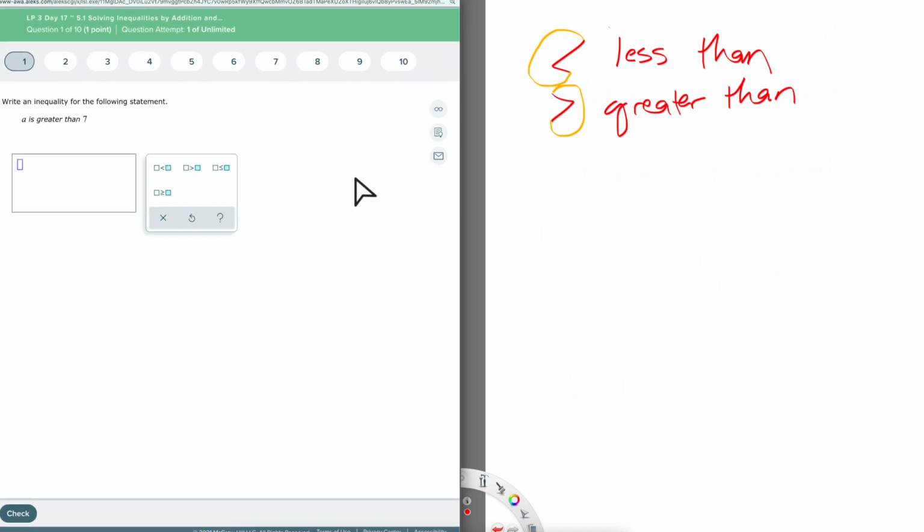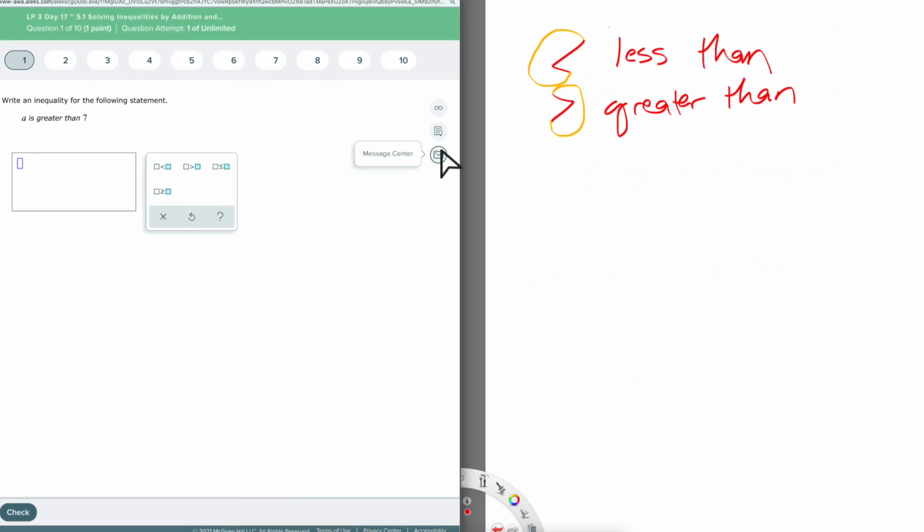Okay, and then down below there's the message center, where you can send a message straight to your teacher with this question attached so that we can see exactly where to help you. You can also click on example again and it'll give you another example. So that's definitely a very nice feature there.